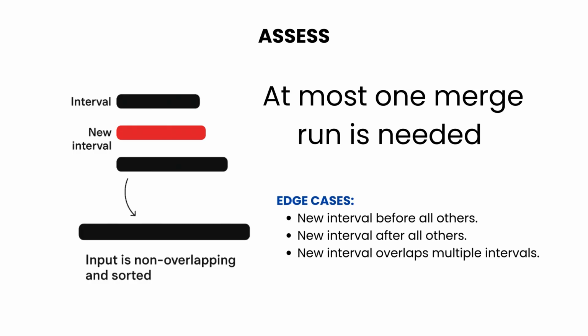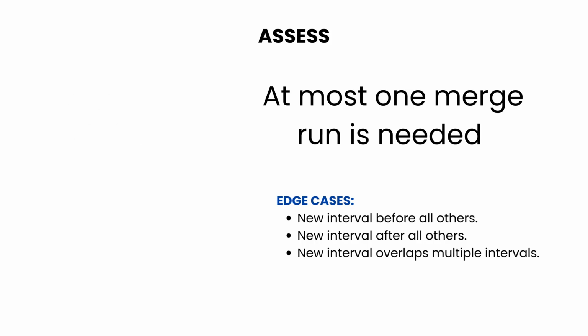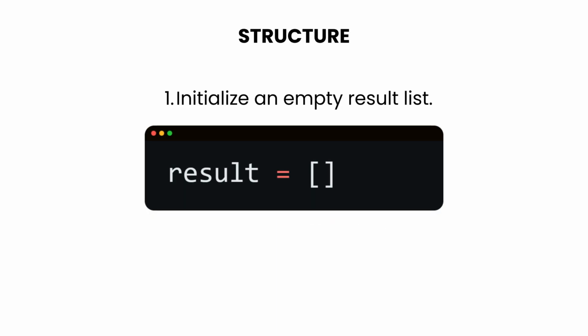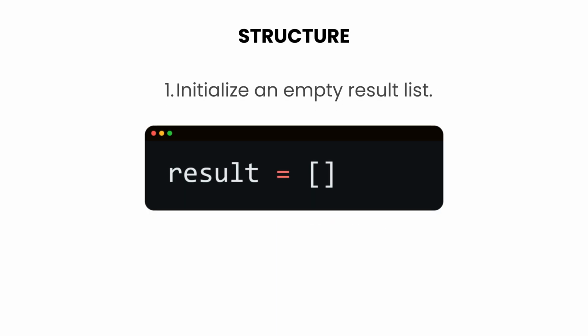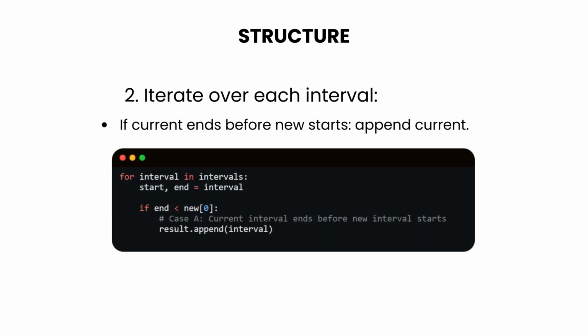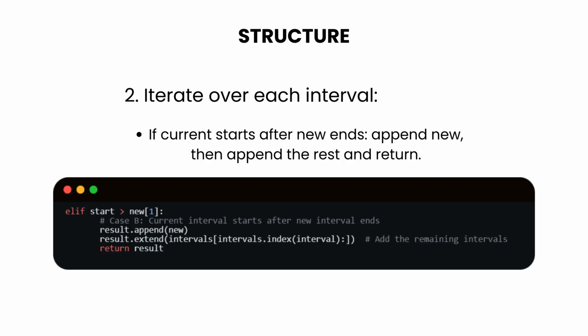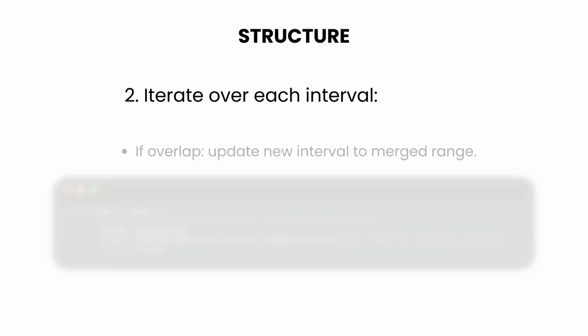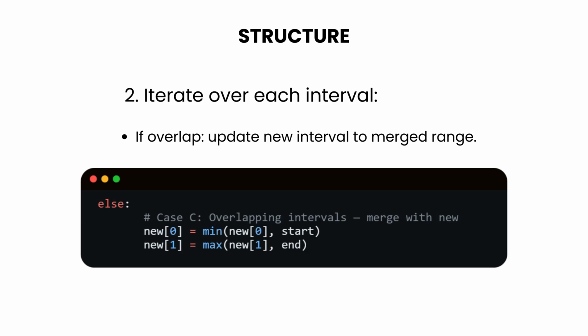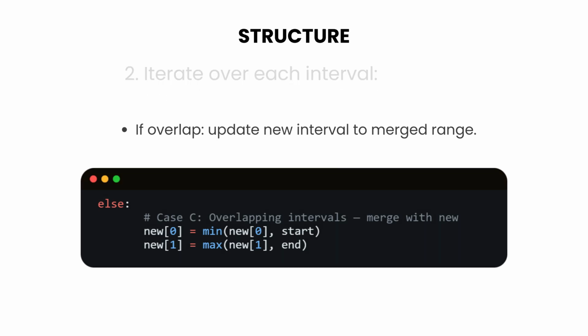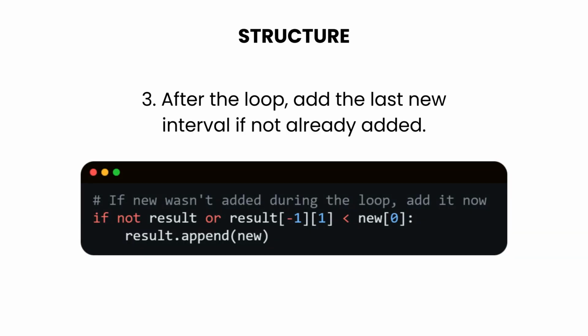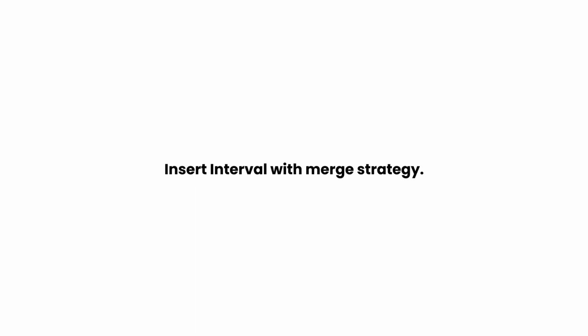Edge cases: the new interval before all others, the new interval after all others, and the new interval overlapping multiple intervals. Initialize an empty result list. Iterate over each interval. If the current ends before the new starts, append current. If the current starts after the new ends, append the new, then append the rest and return. If there's overlap, update the new interval to the merged range. After the loop, add the last new interval if not already added. Return the result. Let's implement solution 1.